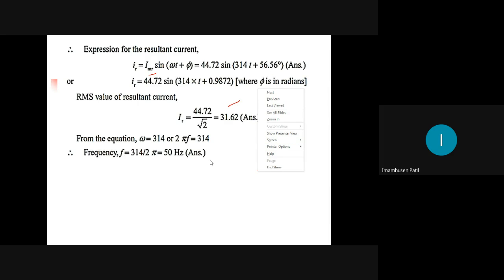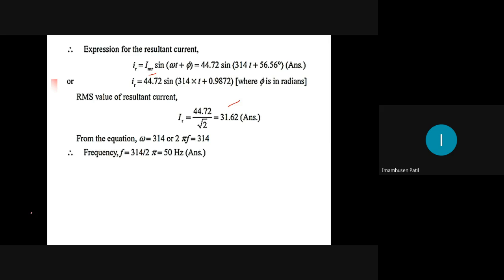Okay, this finishes module 1. Next class we'll start with module 2, that is AC circuits. Already you have studied when AC is connected to pure resistance, pure inductance, pure capacitance, and RL circuit, RC circuit, RLC circuit in PU2. So the same thing we are going to study. Quite easy, only derivations are there in that chapter. The simplest chapter.